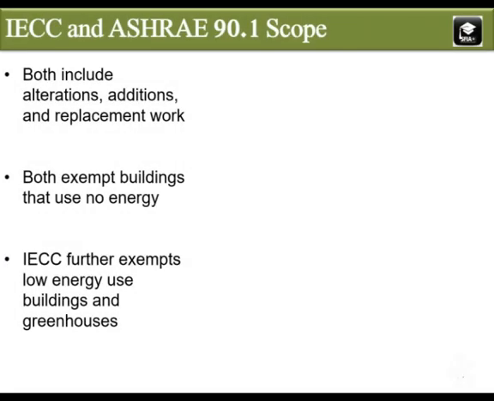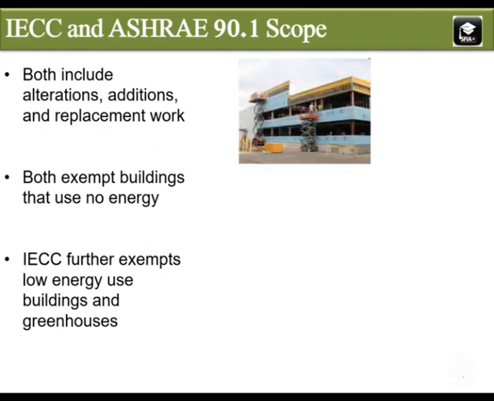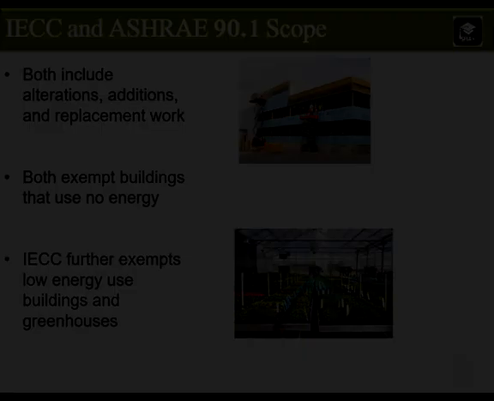In addition to building types, there are some further scope issues that are important. For example, the scope of both the IECC and 90.1 is not limited to new construction, but includes alterations, repairs, and similar projects. So, for example, a tenant build-out would be included. The IECC and 90.1 each exempt buildings that do not use any energy. The IECC further exempts some buildings that are termed low-energy users, as well as greenhouses.